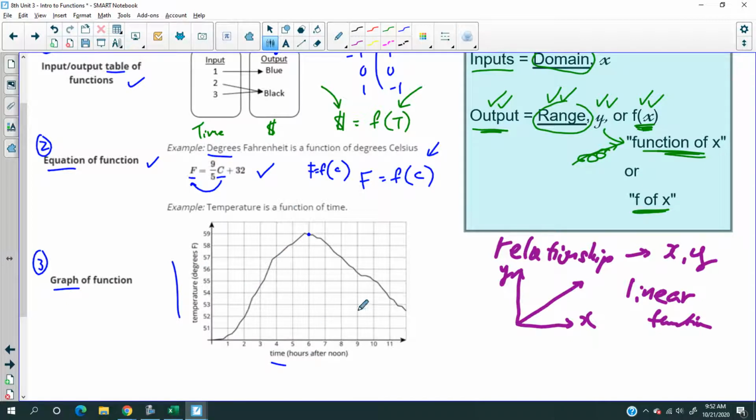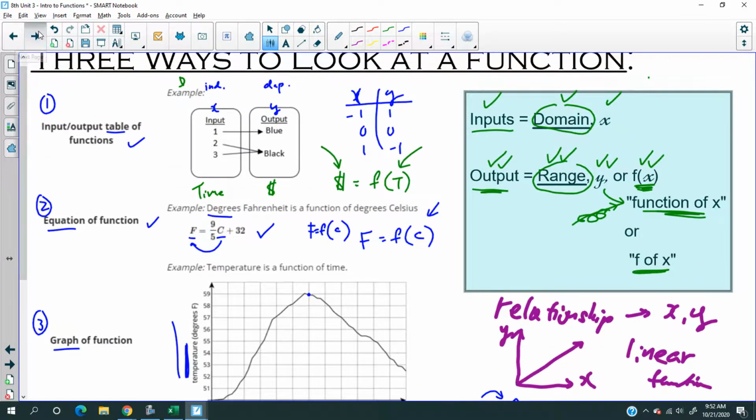So in other words, the temperature is a function of time. That's the relationship, right? What's the relationship? The later in the day, the warmer it is, okay? The later in the day, the warmer it is. That's the relationship between time and temperature, okay? All right, so those are the three things. Now let's move on, okay?